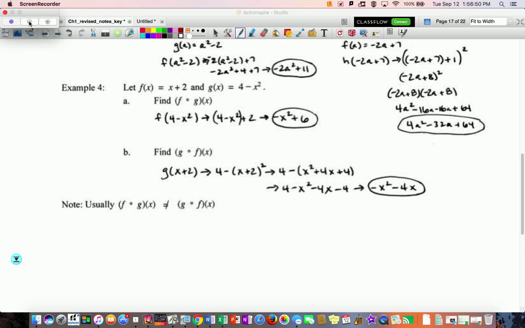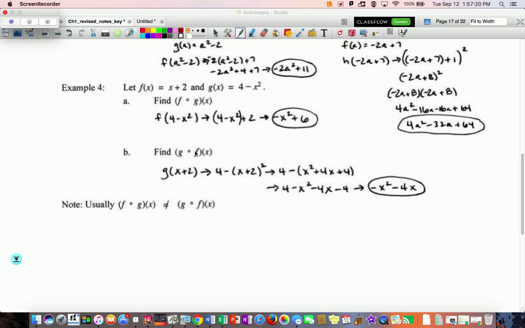I'm not sure that my video was recording on that last one, so this one, what they're asking you to do is take G and plug it into F. So G is this 4 minus x squared, so it's going to go into F. And when you put it in there, you're putting it in for this x. So you can see I have 4 minus x squared plus 2. Well, I don't really need the parentheses now, so the only like terms are the 2 and the 4. And so I was saying you get negative x squared plus 6.